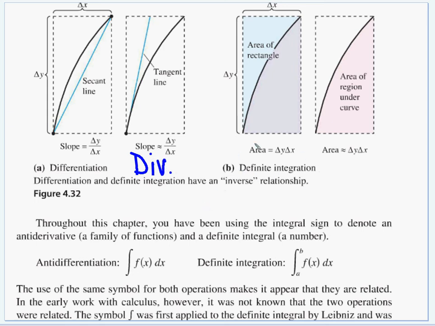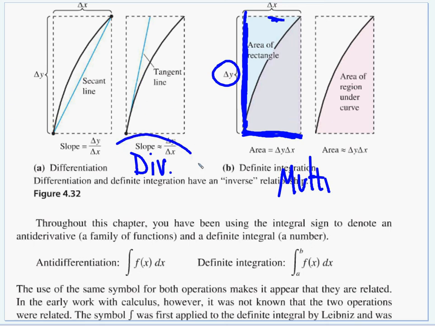Now, definite integration. Here we have a rectangle again, but we're not finding the slope of a line through it. We're finding the area of the rectangle. What is area? Base times height. Our base is our movement along the x-axis, change in x. Our height is our movement along the y-axis, delta y. So area is delta y times delta x, or multiplication.